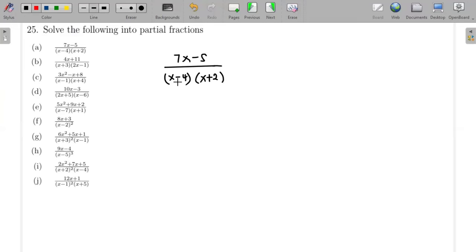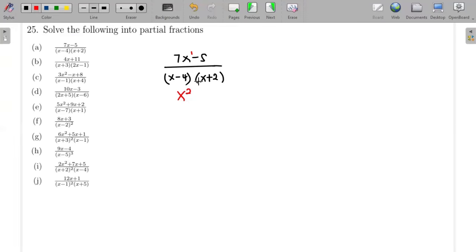So we can see that if I combine these factors, the highest power of x there will be x squared. The highest power here is 1. So the highest power in the numerator is less than the highest power in the denominator. So I'm good to go. Okay, I can decompose that guy.